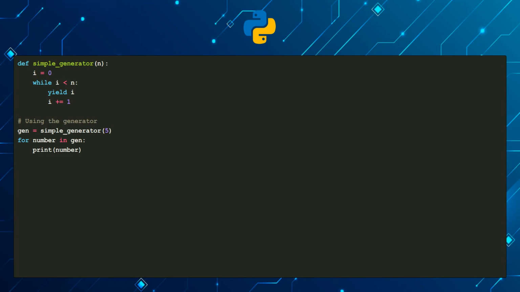When you call simple generator, it doesn't run the code immediately. Instead, it returns a generator object. This object has an internal method named next, which is used when we iterate over the generator.